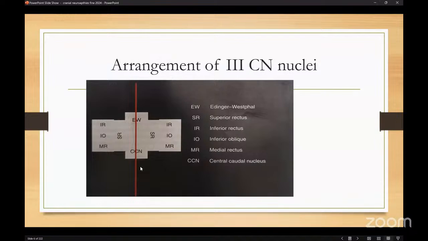This arrangement is very important because if there is an infarction involving this area, that is the central caudal nucleus, then, because the central caudal nucleus supplies the bilateral levator palpebrae superioris, and even the superior rectus is contralateral, and these are also contralateral.